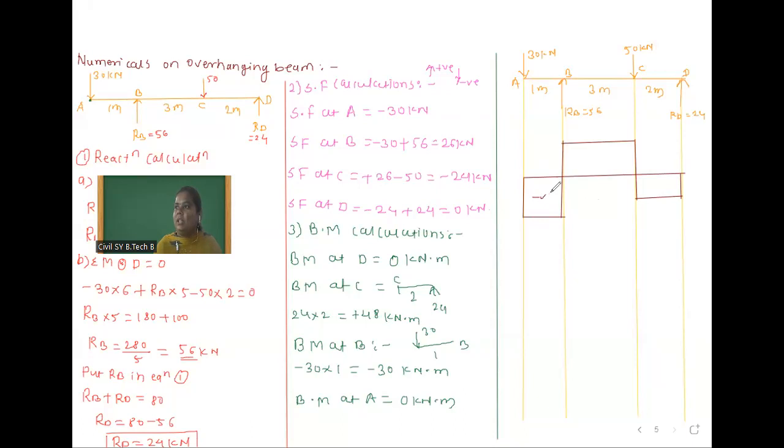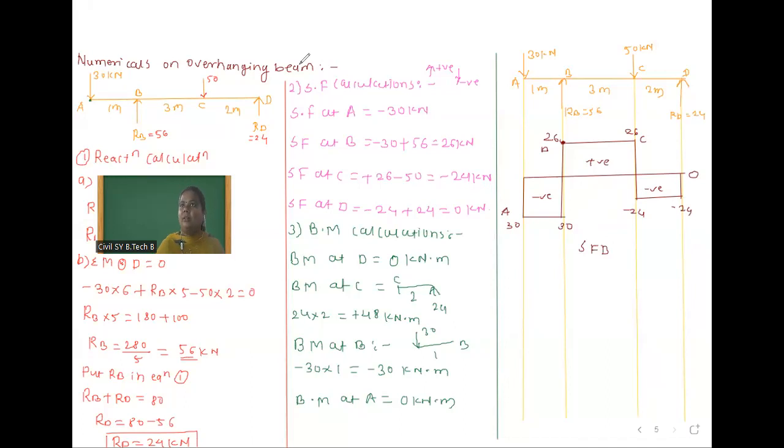Now this is negative, this is positive, and this is negative. Here the value is 30, up to this 30, so this is A point. Here at B value is plus 26, this is B point. At C 26 constant. Up to C point 26 value is there, and here at C minus 24, up to D 24 is there, and this is 0. So this is the shear force diagram.